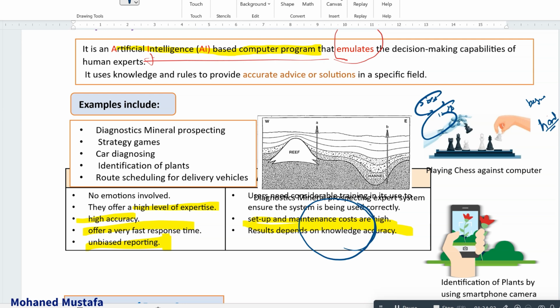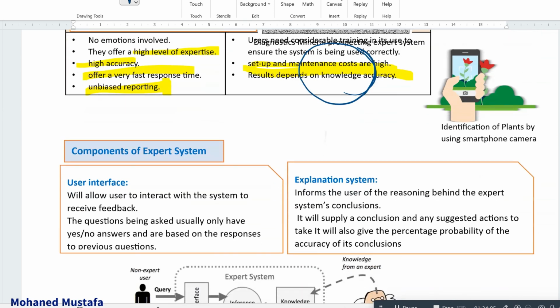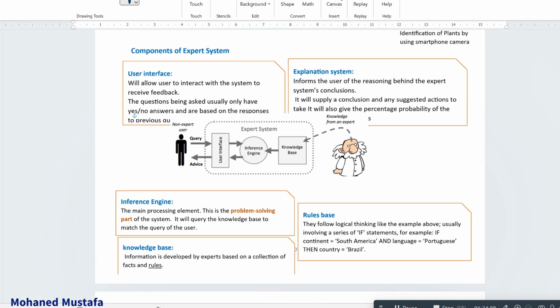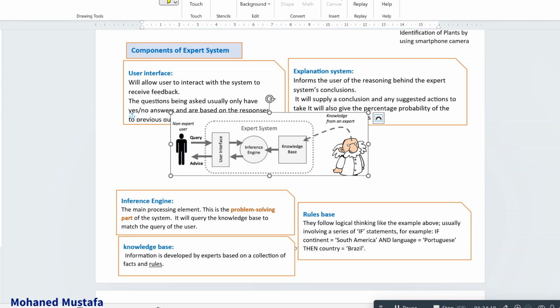Very good. The question will be how you can construct this system, and these are the parts that you need to memorize: user interface, inference engine, knowledge base, rule base, explanation system. These are the parts of any expert system. You need to memorize them. They will ask you how we can construct an expert system, or they will ask you to define the following parts of the expert system, or to mention the parts of the expert system. So these boxes are very important.